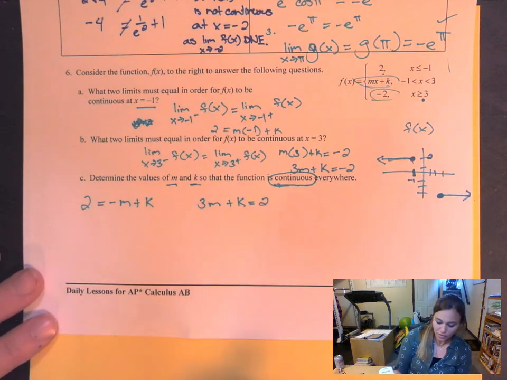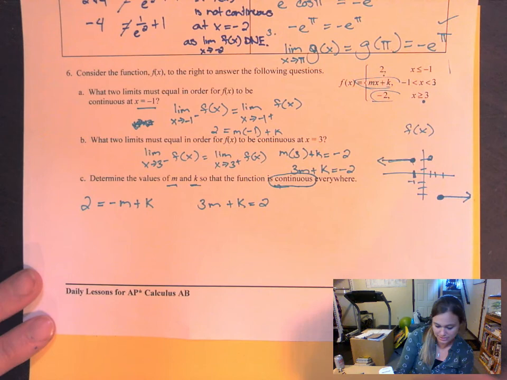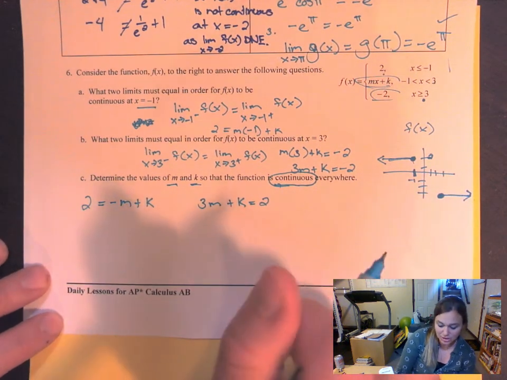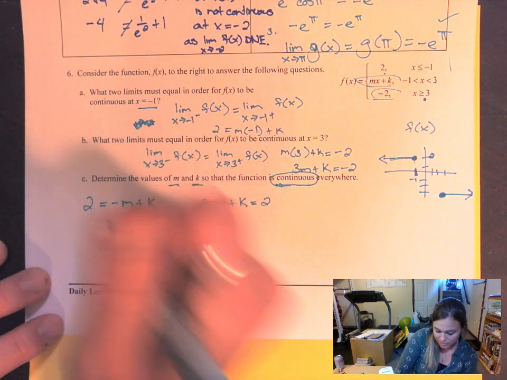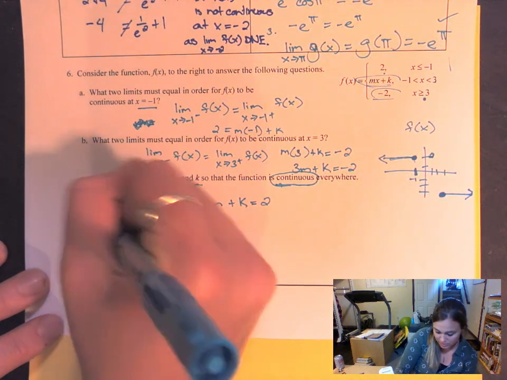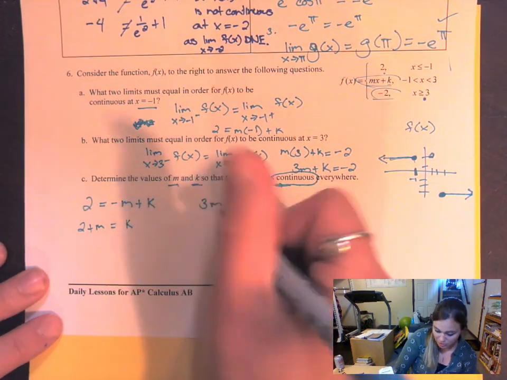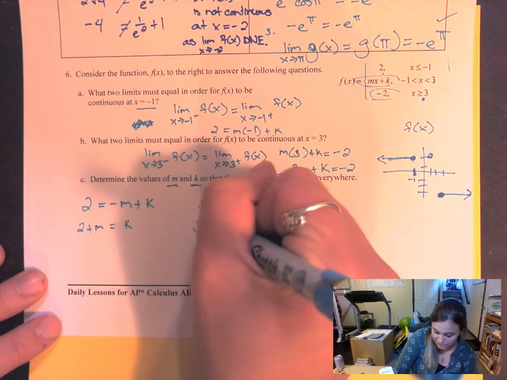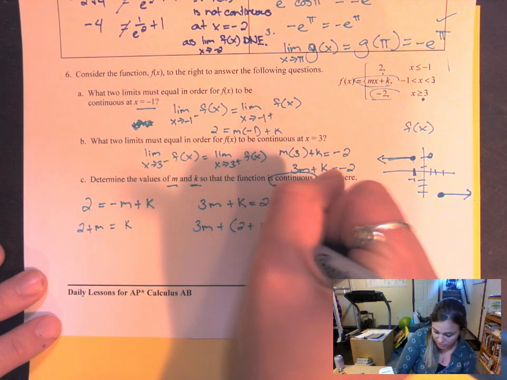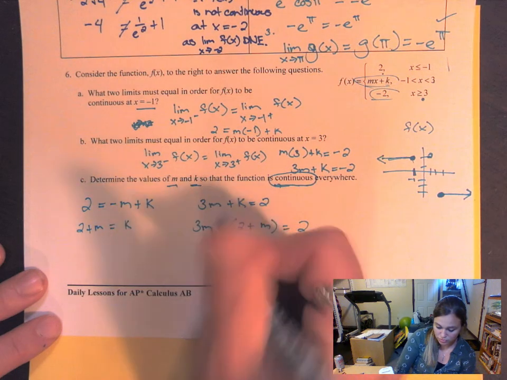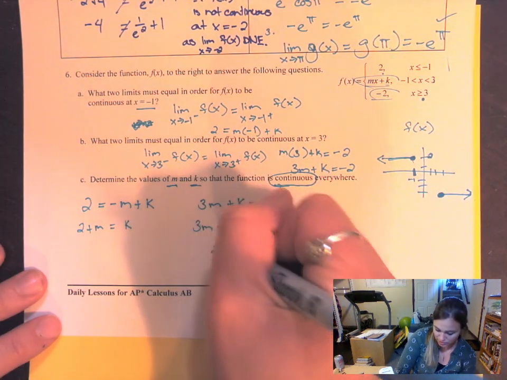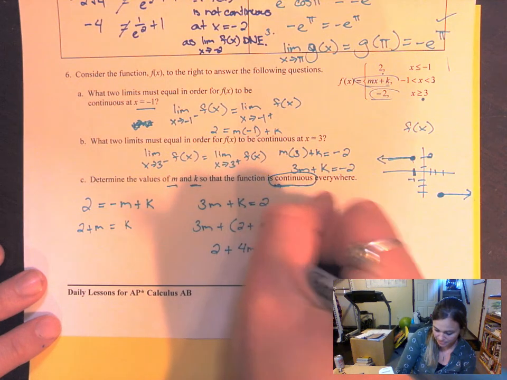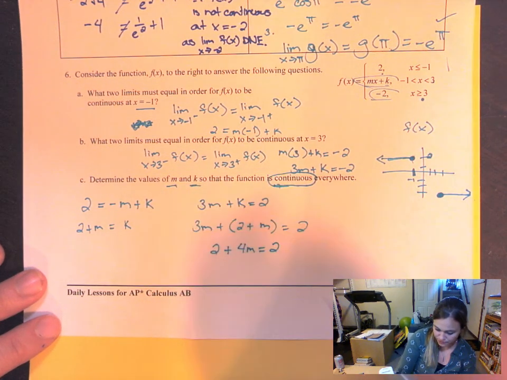So what I'm going to do is, I don't know, you could use elimination. I'm going to use substitution, but you can do whatever you want. I'm going to add m to both sides. So I'd have 2 plus m is equal to k. Now I'm going to go over here, 3m plus 2 plus m. There's nothing outside the parentheses, so I don't have to distribute anything, so I can just combine like terms. I would have 2 plus 4m is equal to 2.